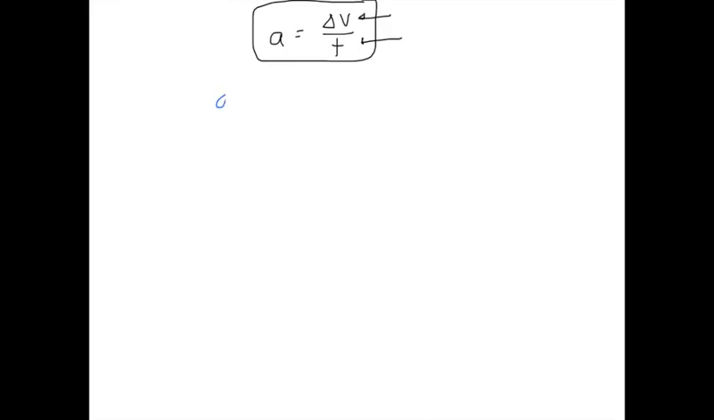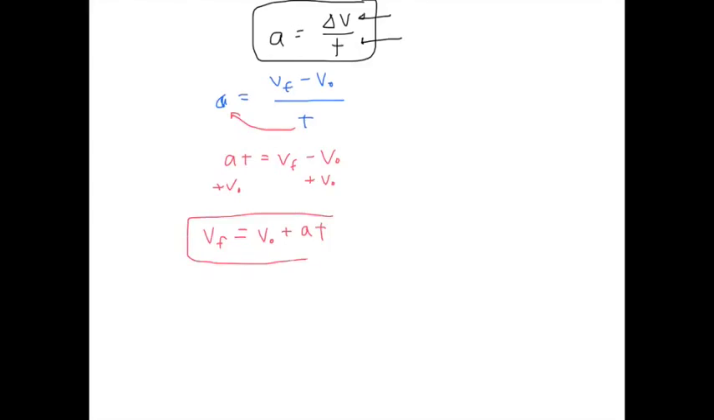So let's start by rewriting this a little bit. We'll keep the a over here. We have a equals, delta v will express as the final velocity minus the initial velocity, because that's a change, divided by t. So let's see what we can do here to simplify. We're going to multiply the t over to this side. You get at equals v final minus v initial. Then let's add v0 to both sides. We end up with that the final velocity equals the initial velocity plus acceleration times the time during which the motion occurs. This equation will allow us to find the velocity of an object that's moving with constant acceleration.